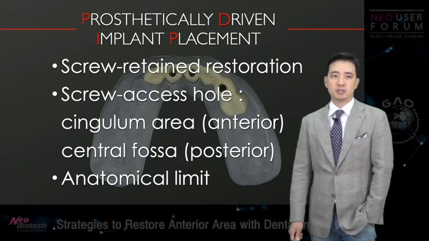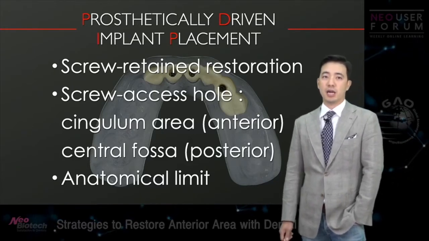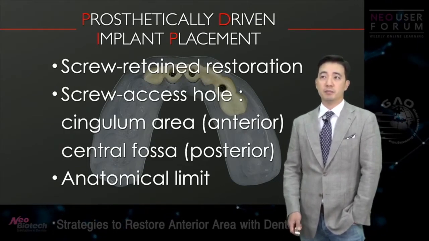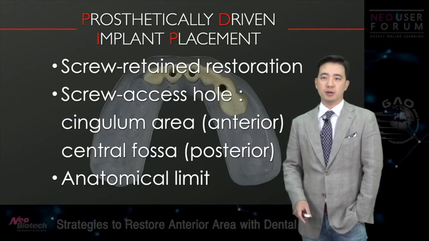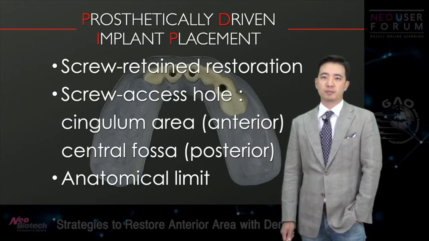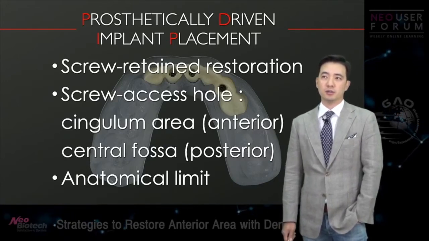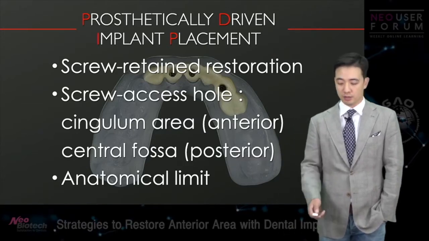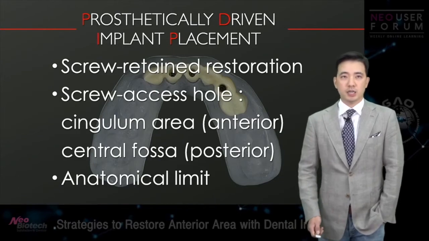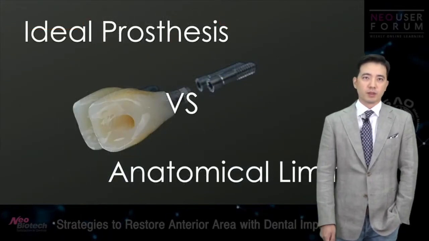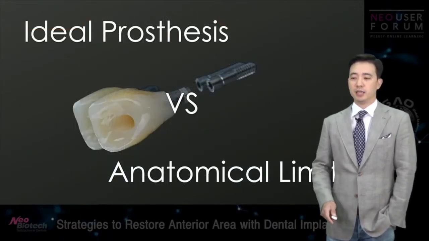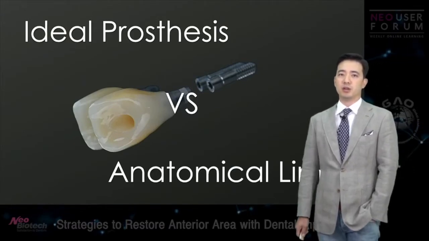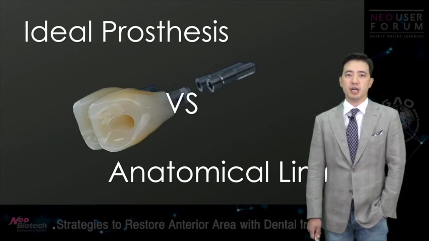But there's always some anatomical limit. Even if you want your screw access holes to come out where they're supposed to, it's just not possible all the time because of the anatomical limit. We always have the ideal prosthesis in mind, but sometimes you have to compromise because of the anatomical limit.